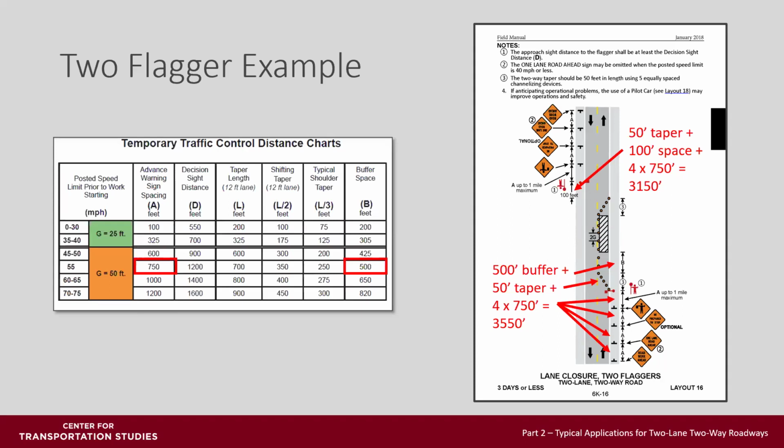A special note: the two-way taper in the termination area is required for all two-lane two-way roadways to ensure drivers do not enter the workspace. It's also a 100-foot space that provides for larger vehicles to return to their lane at the end of the work zone.